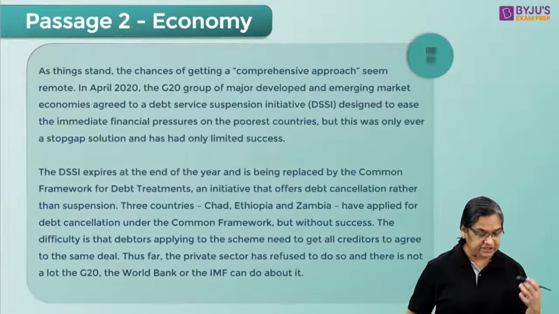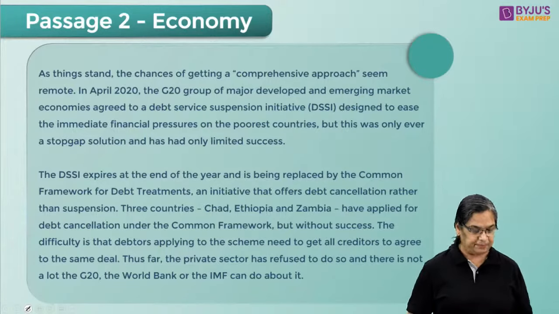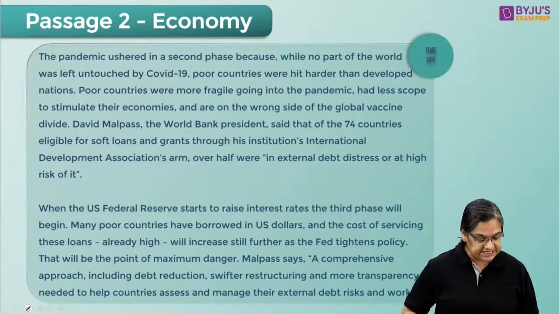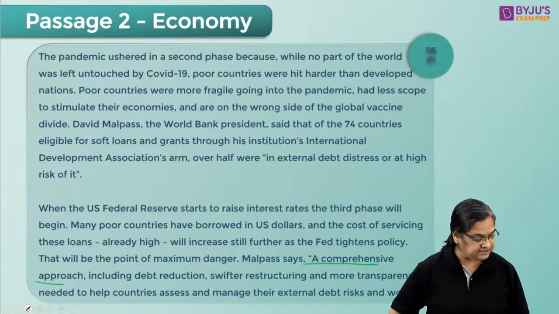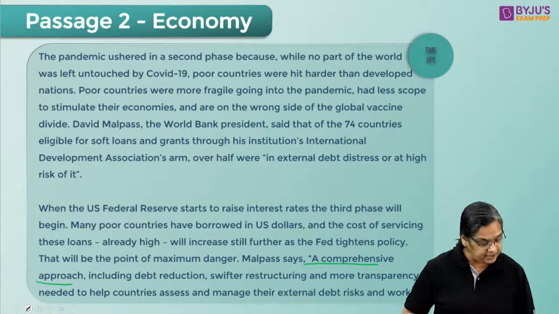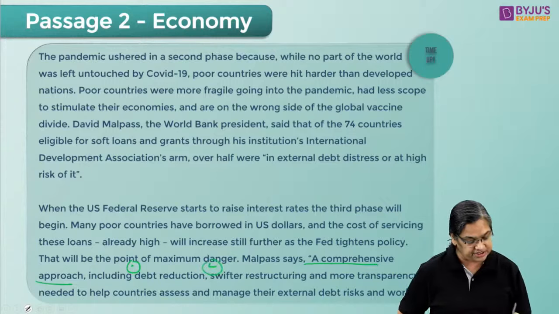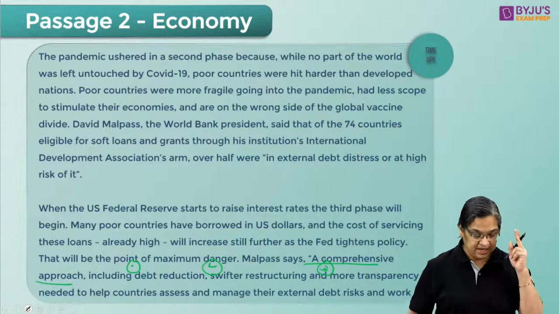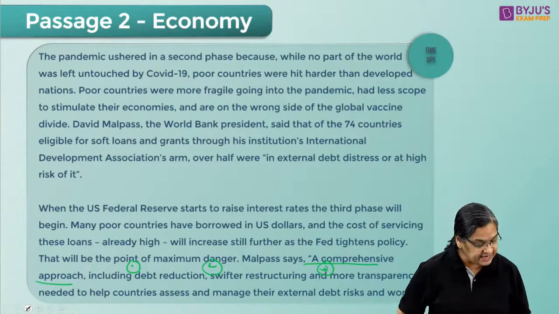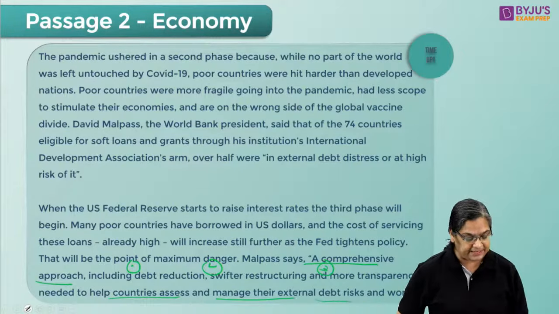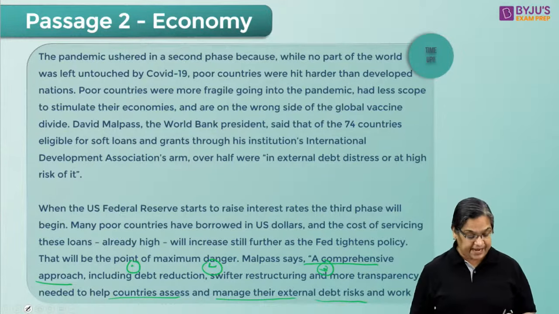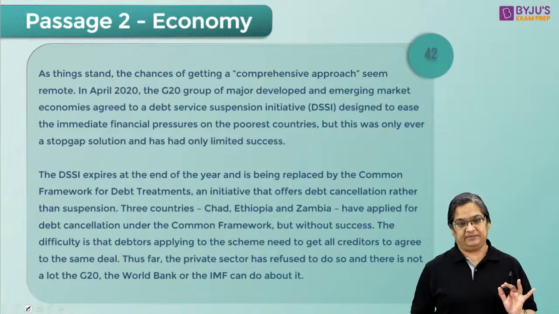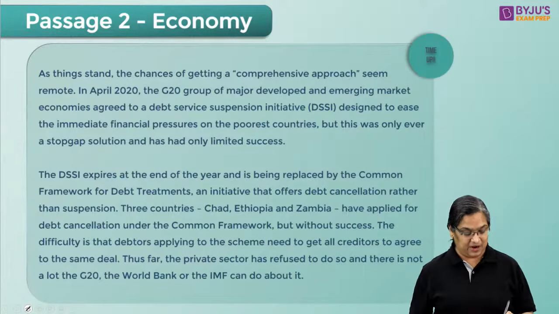I will just show you this. After that, the rest we don't have to. Okay. Comprehensive approach is here. Remember the words of the comprehensive approach. The president of the World Bank said we need a comprehensive approach. What does it include? Debt reduction, swifter restructuring, more transparency. With these 3 actions, debt reduction, restructuring and transparency, countries can assess and manage their debt risks and work towards having a sustainable debt. Okay, now let us look at the question.